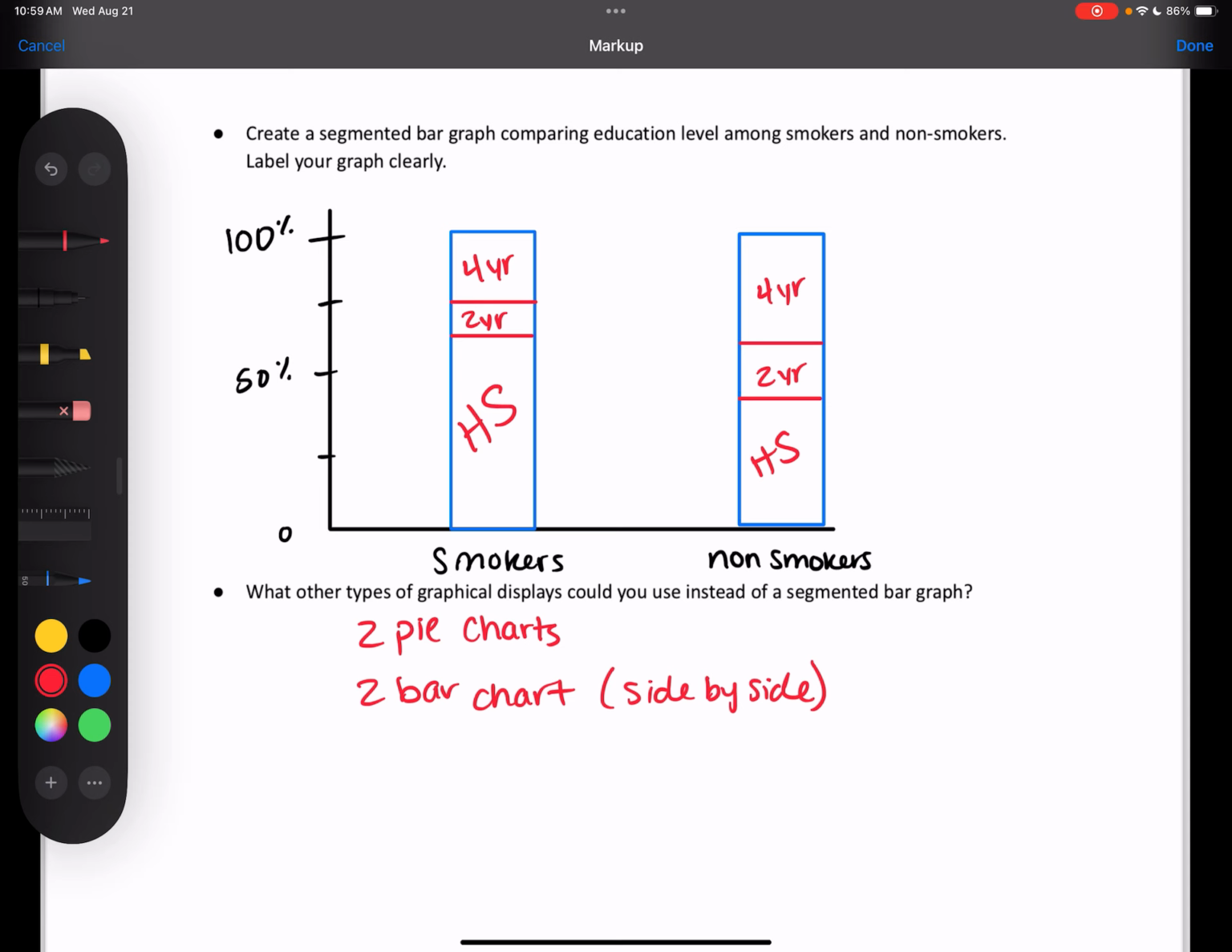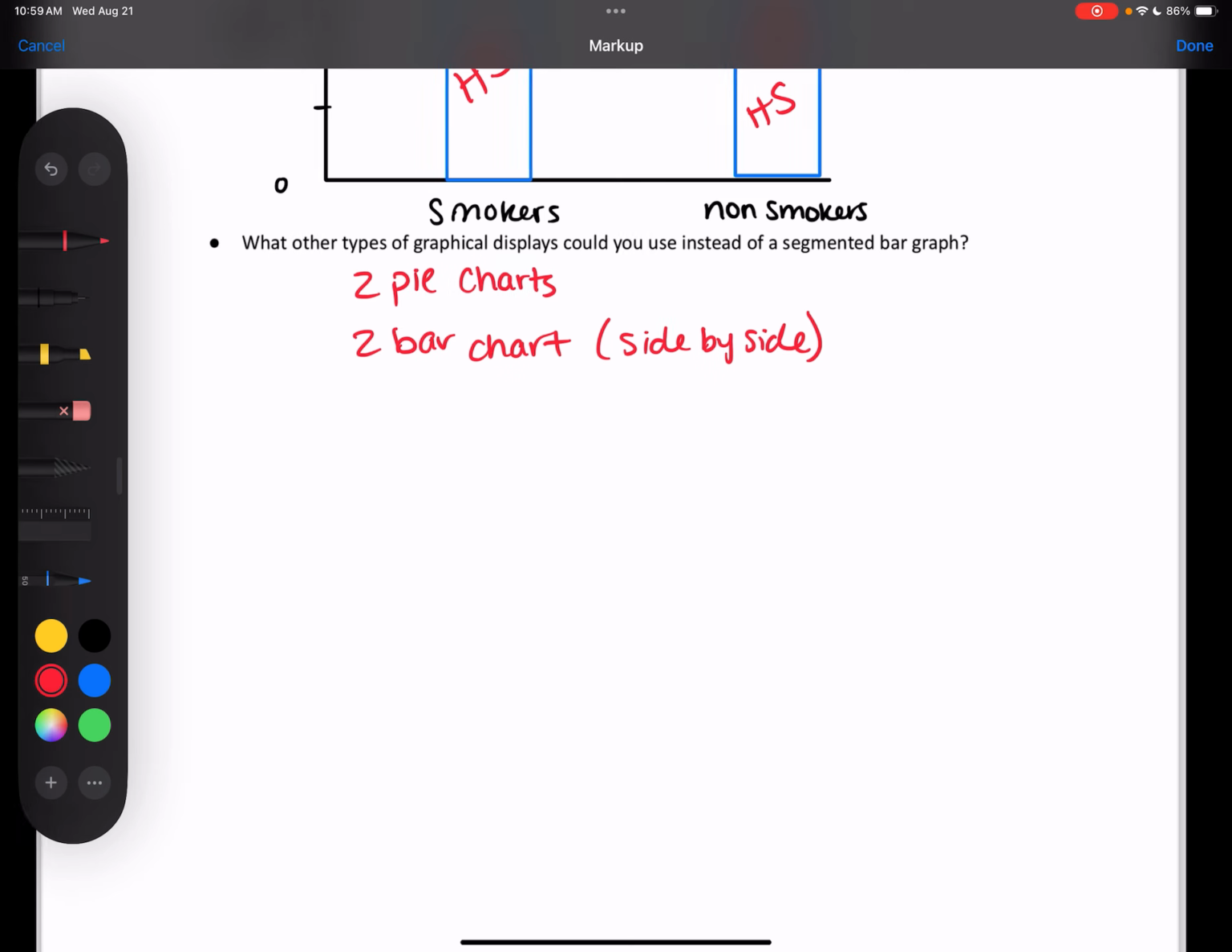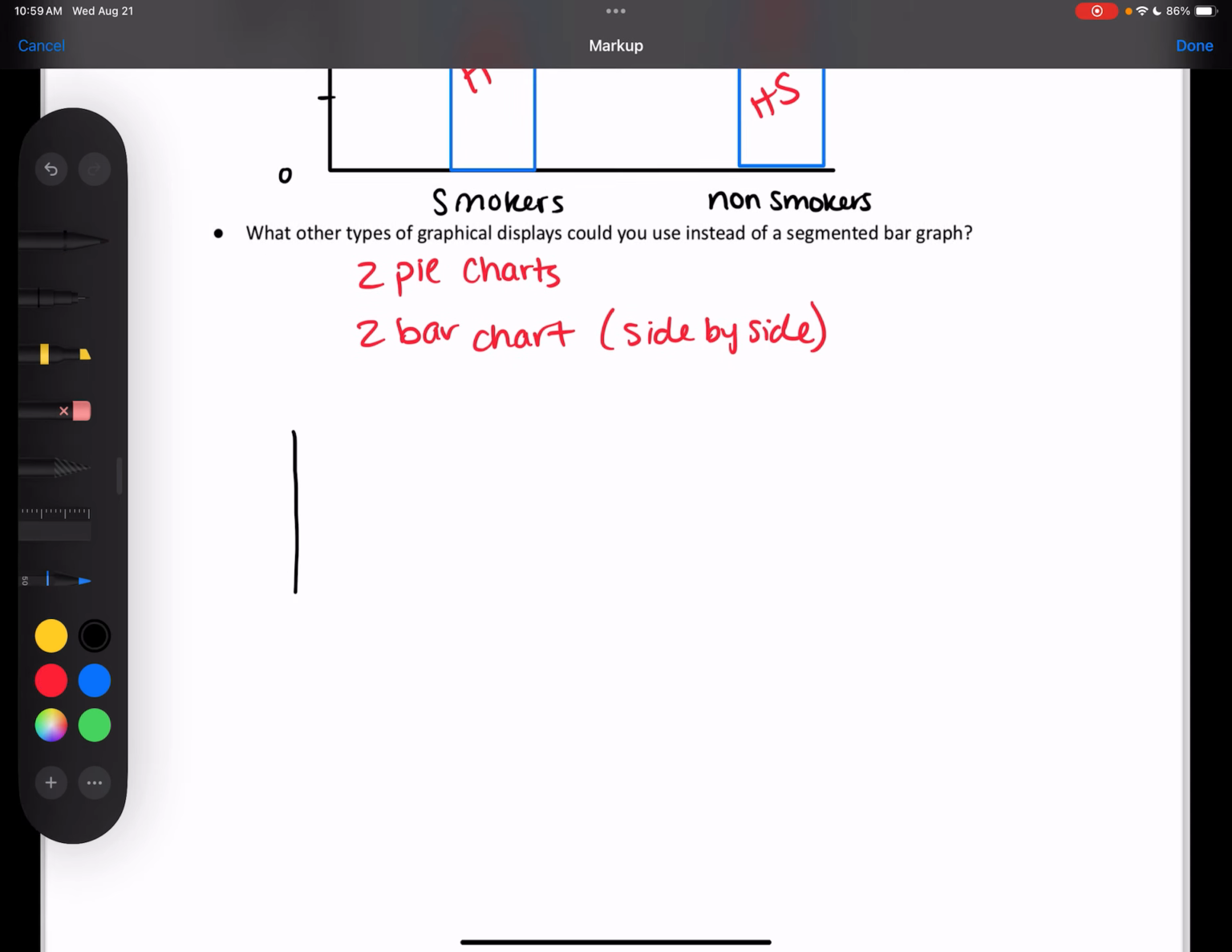So let's analyze this data and do a side-by-side bar chart, because truthfully that would be a better way than the 2 pie charts, but 2 pie charts would work. So I'm going to set up where I'm going to do my little graph over here so I don't use all the space. And then over here I'm going to do some mathematical calculations because I want to do something different than what I showed in the other one. I want to do this one for high school and compare smokers and non-smokers, and then 2 year, comparing smokers and non-smokers, and then 4 year, comparing smokers and non-smokers.